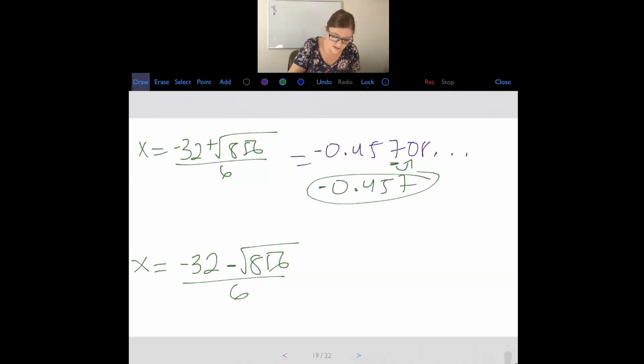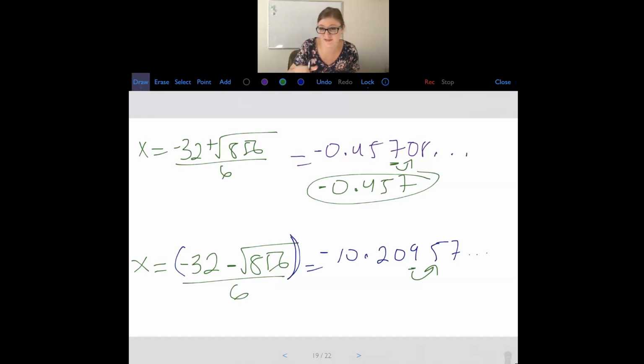Okay. The next way to do this is you can put the entire numerator in your calculator in parentheses. So open parentheses, negative 32 minus the square root of 856. Now what those parentheses are doing is telling your calculator that that's the entire numerator. Then divide by 6 to get negative 10.20957. Again, we're rounding to 3 decimal places. So that 9 is going to go up to 10. So this is negative 10.210. If the system is asking for 3 decimal places, you do need to put that 0 in there.